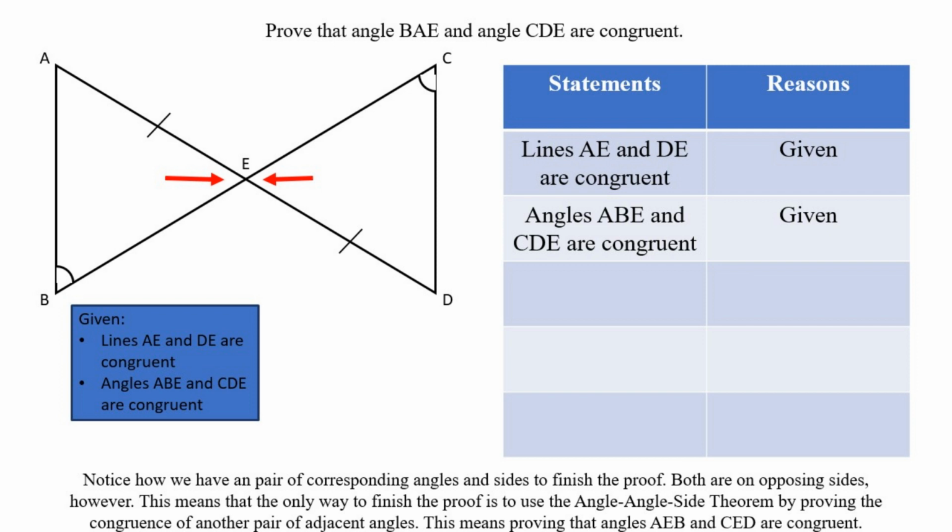This means that the only way to finish the proof is to use the angle-angle side theorem by proving the congruence of another pair of adjacent angles. This means proving that angles AEB and CED are congruent.